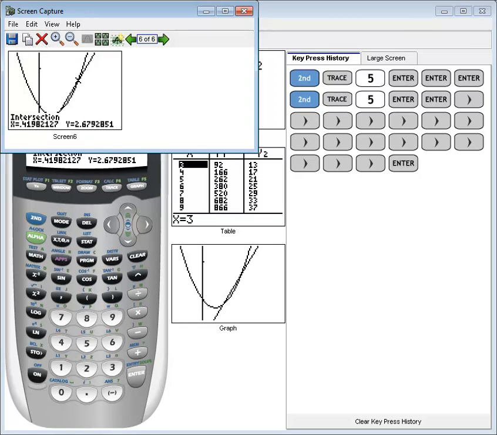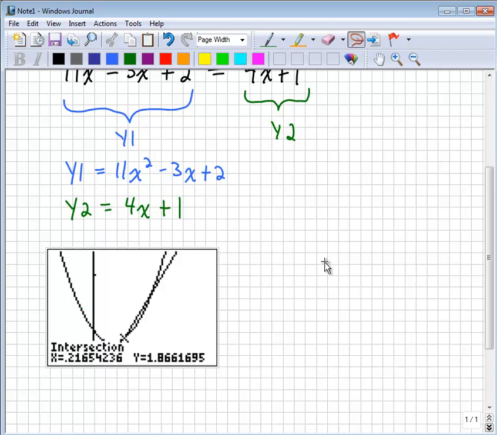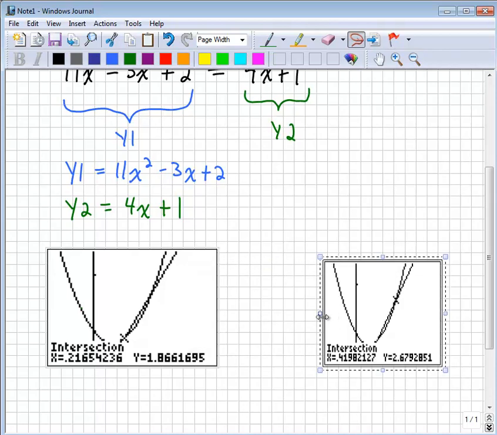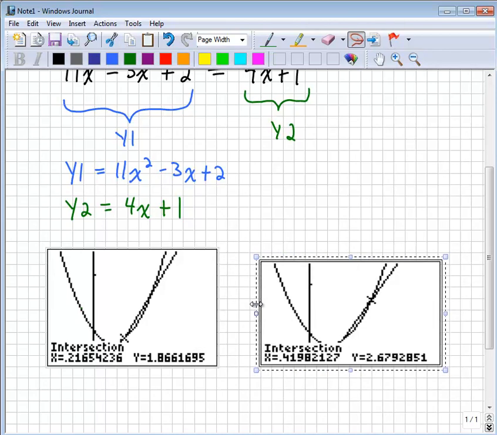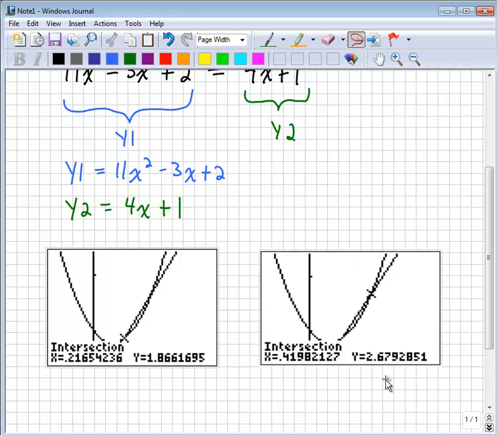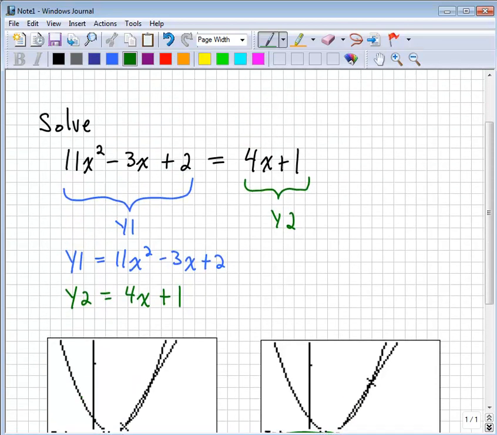I'm going to capture this, stick it back in here, paste. I don't know why it compresses those, but it does. So there's our two solutions, our two approximate solutions, right? X equals this value, and x equals this value. So that's one way of graphing it.